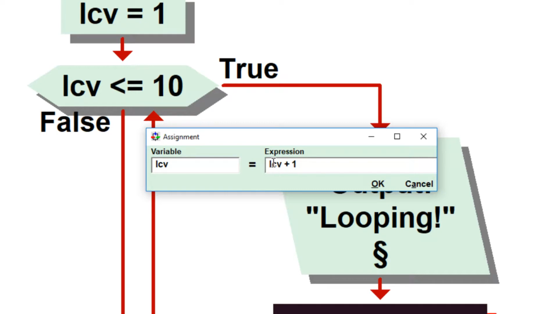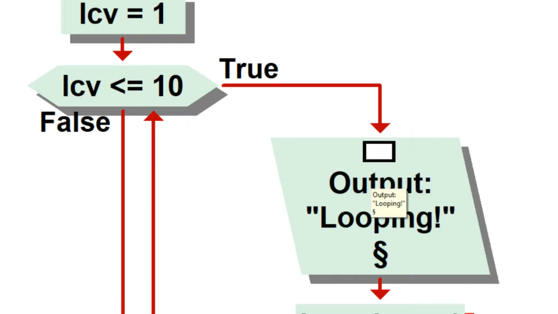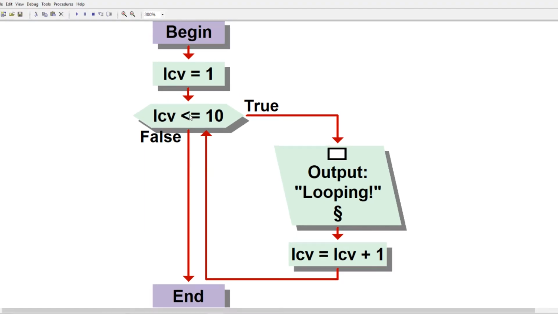I'm going to take the current value of LCV and add 1. The reason this works is that assignment is right to left associative: take the current value of LCV, whatever's stored in there, the first time through it'll be 1, add 1 to it, that gives us 2, and then overwrite the old value with the new value, which is 2. Everything on the right happens first, and then we get the assignment to the variable on the left. The next time through, LCV will be 2. 2 is less than or equal to 10. Awesome. Print out looping. Take 2, add 1 to it, we get 3. Store 3 back into the LCV variable. 3 is less than or equal to 10. And this process will continue on.